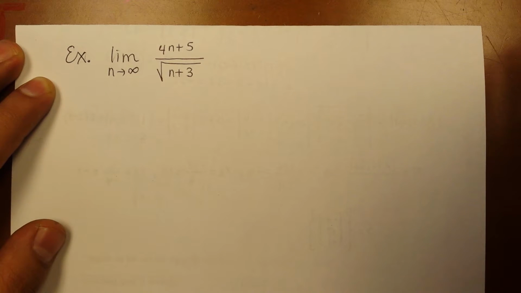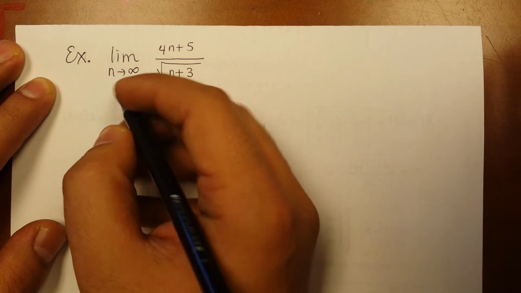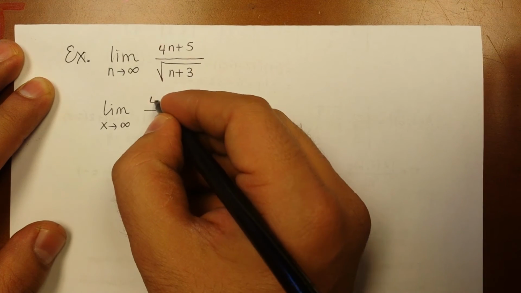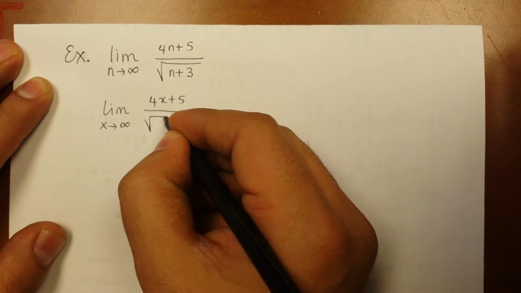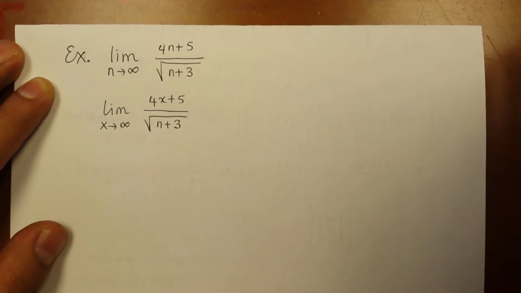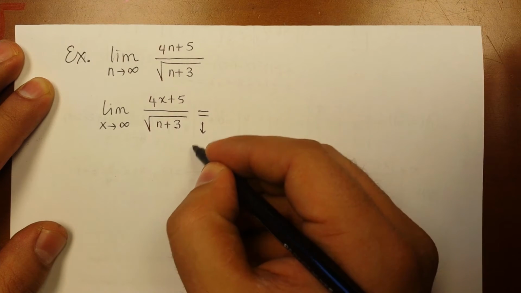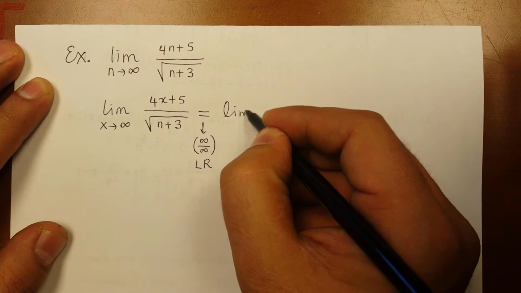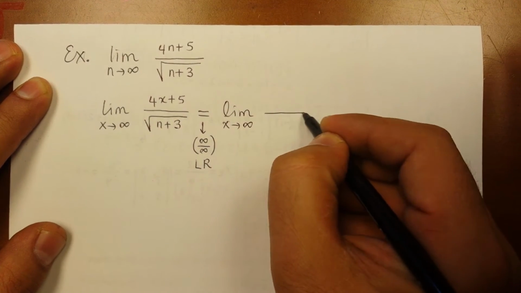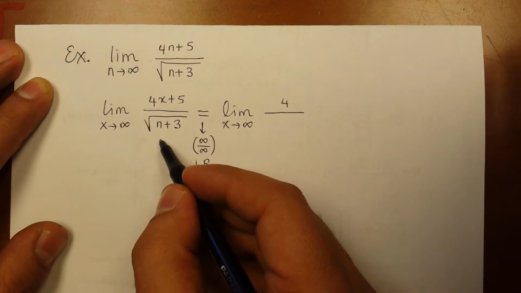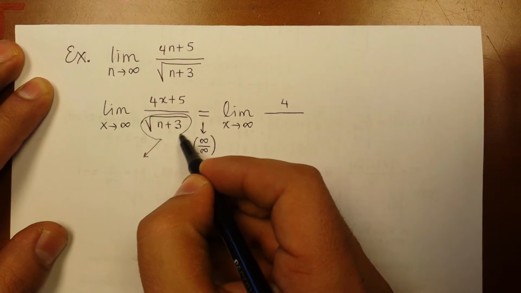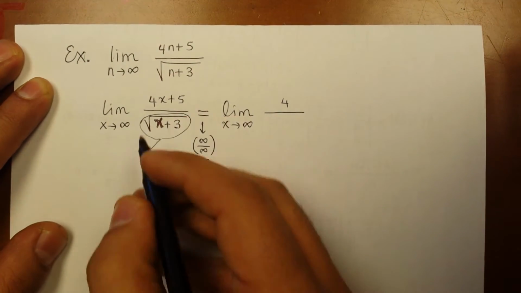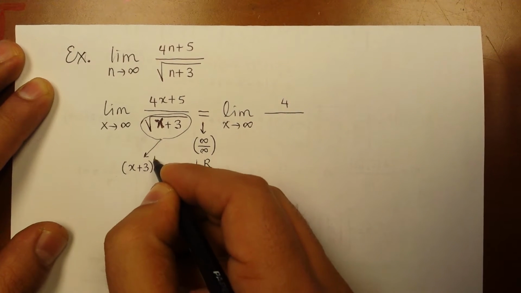We can expect that. But again, as in our previous examples, you can compute the limit as x goes to infinity of the corresponding function, which is 4x plus 5 divided by square root of x plus 3. This is an infinity over infinity type limit, and we can use L'Hôpital's rule. That will be the limit as x goes to infinity. The top will be simply 4, and the bottom, you can write as x plus 3 to the power 1/2.